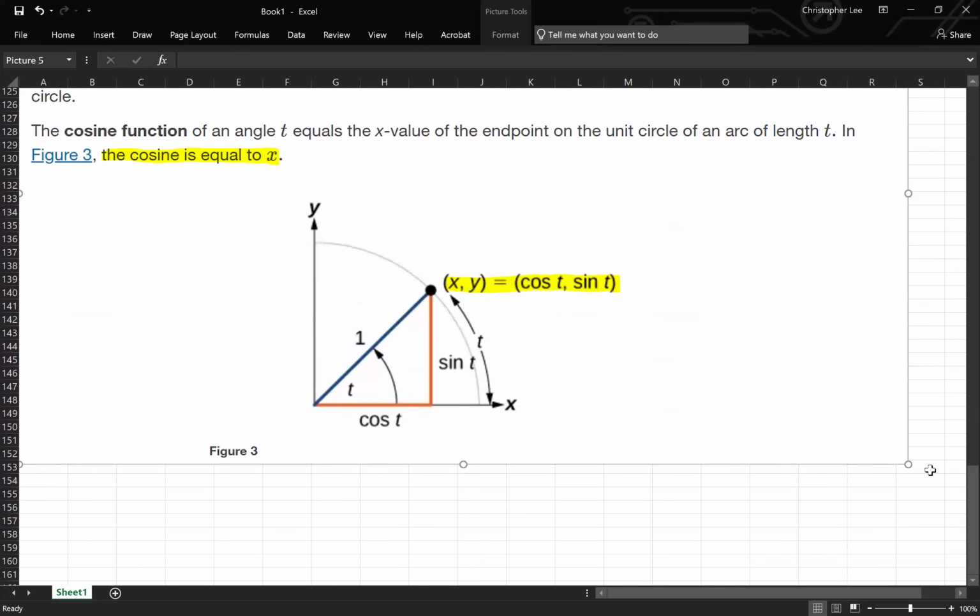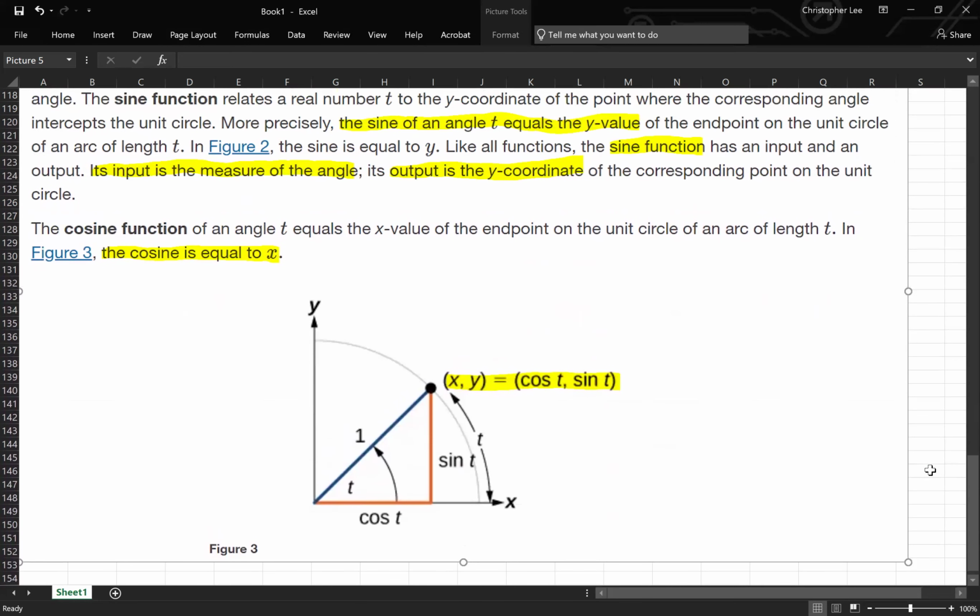So here we go. This is figure 3. Notice that we have x, y. x is for cosine, y is for sine. That's the secret.